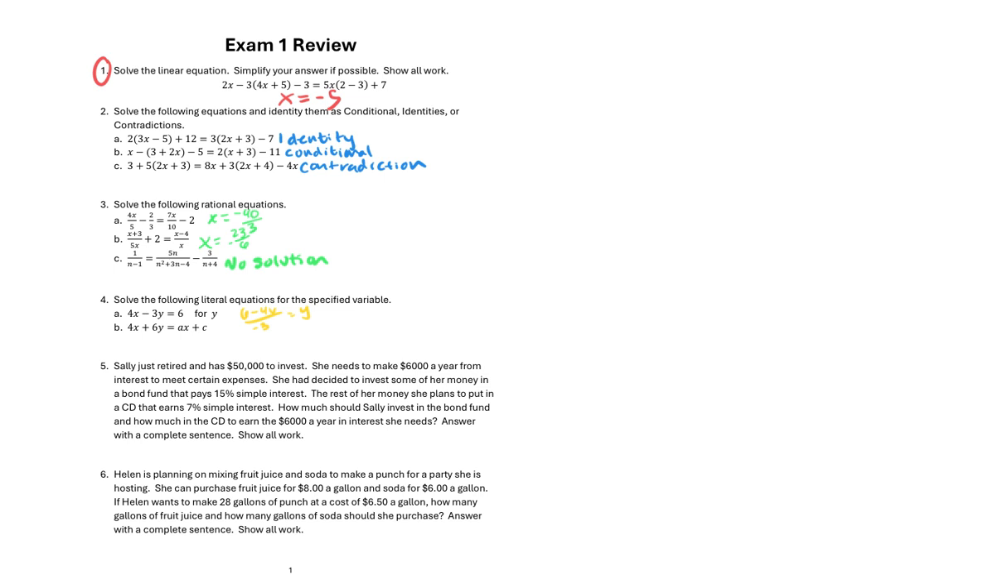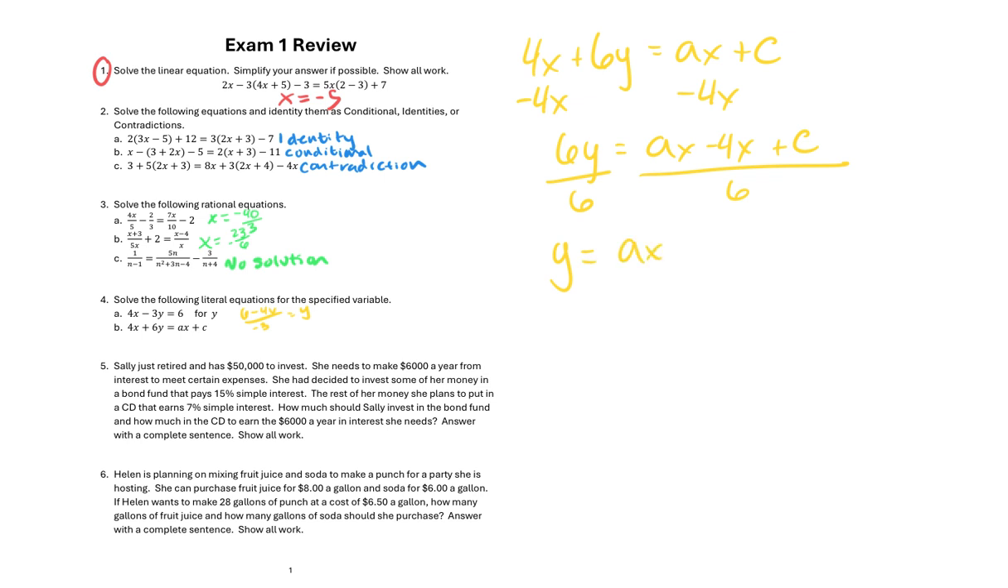The next one we have 4x plus 6y is equal to ax plus c. Again, we're solving for y, so we want to get y alone, so we subtract 4x from both sides. So we get 6y is equal to ax minus 4x plus c. Then we're going to divide everything by 6. So we end up getting y is equal to ax minus 4x plus c over 6.